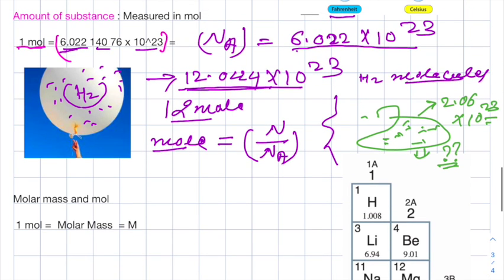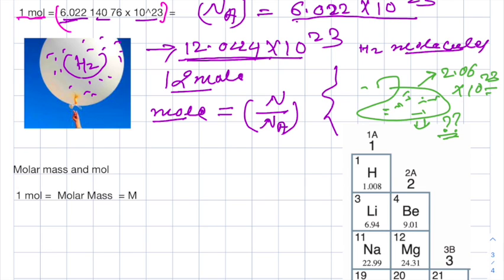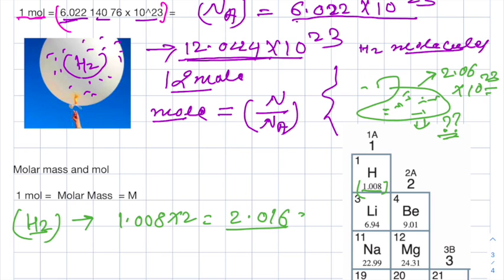Another way of measuring the amount of substance is molar mass. In your periodic table, the molar mass is equivalent to the molecular mass or atomic mass at the atom level. In a hydrogen molecule, how many hydrogen atoms are there? There are 2 hydrogen atoms. So 1.008 multiplied by 2 equals 2.016. Molar mass of hydrogen is expressed in grams.